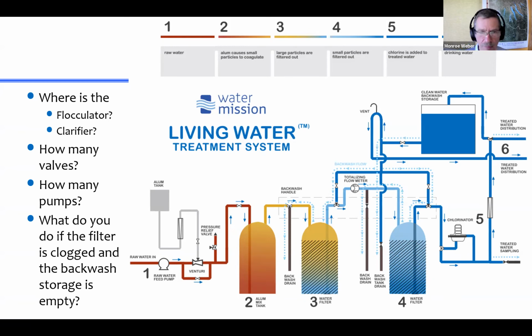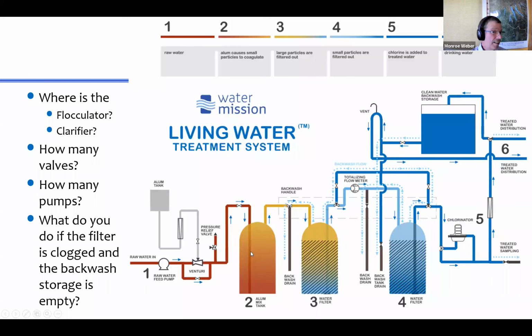How many of you do see a flocculator in here? Monroe, what's the alum mix tank? Would that be the flocculator? Hannah, excellent question. So alum is their coagulant. They have an alum tank up here. That's their stock tank, and they're using a venturi to get that into their raw water coming in. And yes, water goes into this tank, and they call it an alum mix tank.